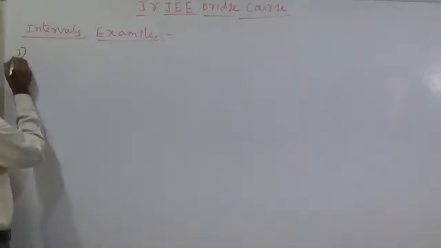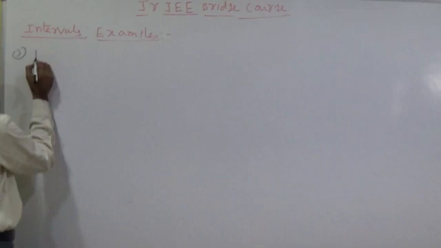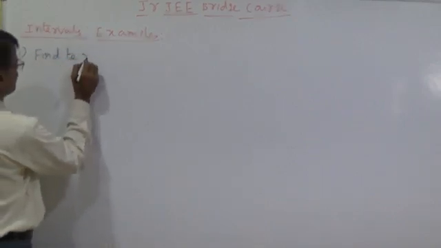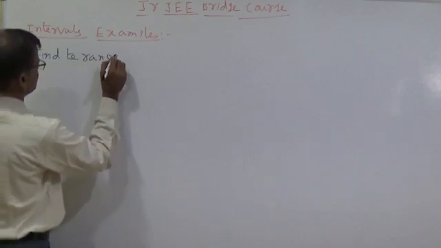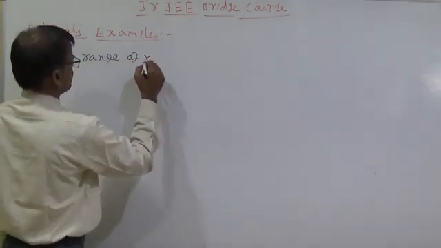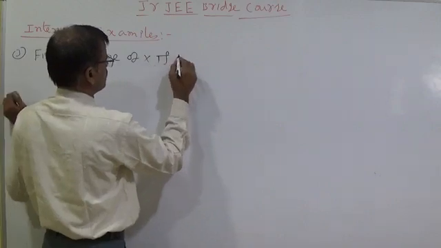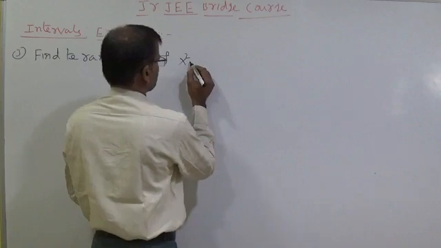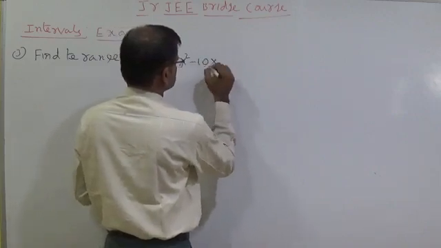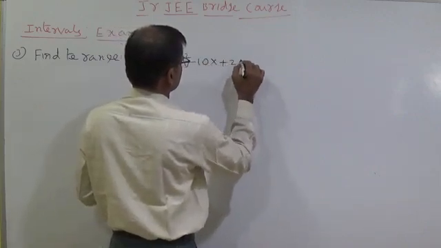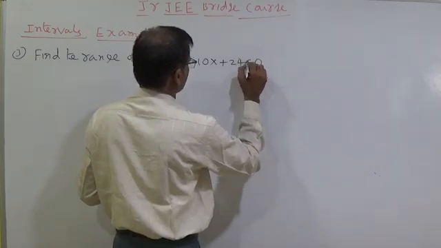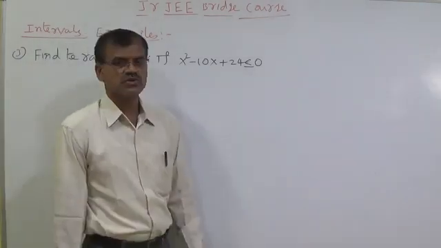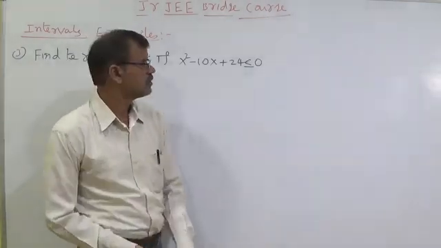Let us write the third example. Find the range, or find the interval, you can write. Find the range of x if x square minus 10x plus 24 is less than or equal to 0. x square minus 10x plus 24 less than or equal to 0.